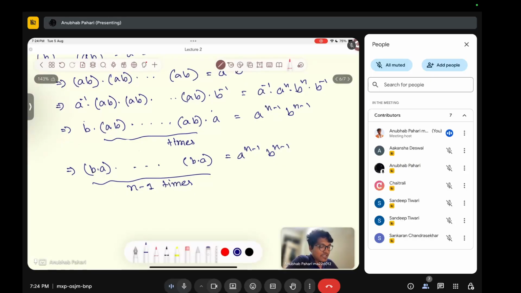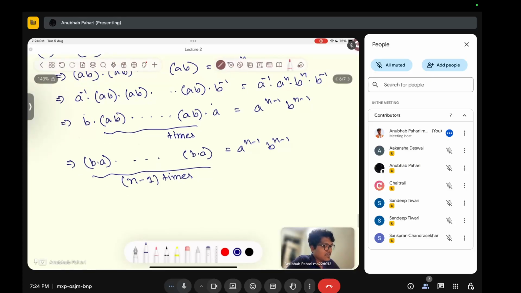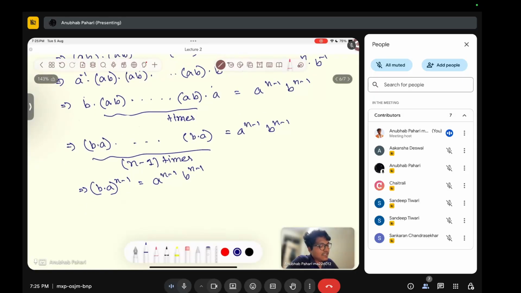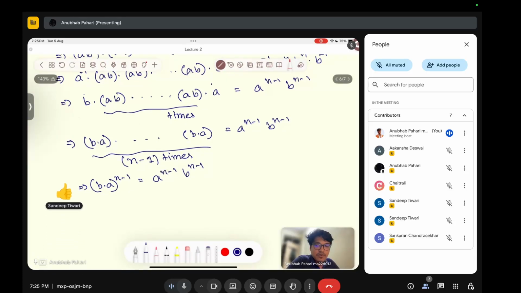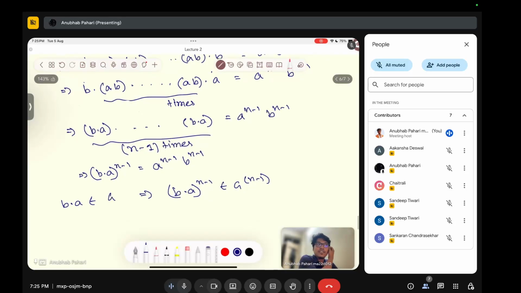Yeah, you can check it, but this is trivial. So this will imply that b·a to the power n minus 1 equals a^(n-1) b^(n-1), and b·a belongs to G. This implies that (b·a)^(n-1) belongs to G^(n-1). So one thing is clear: this is closed under multiplication.